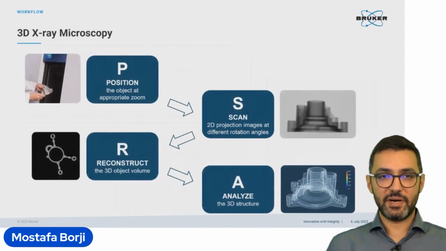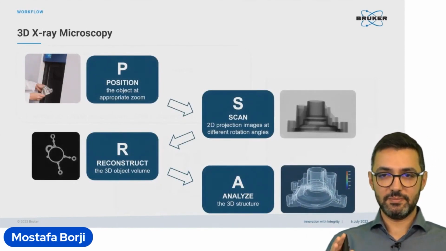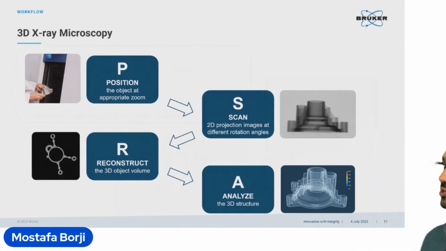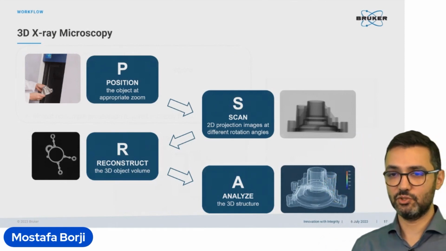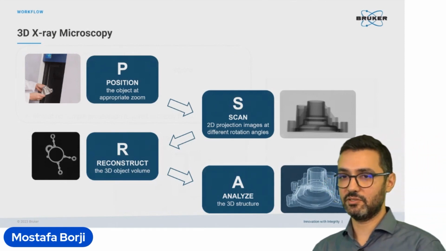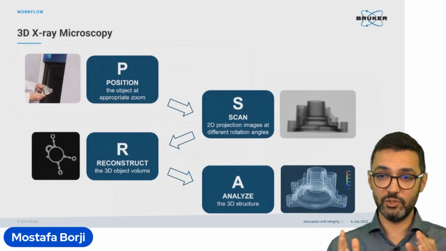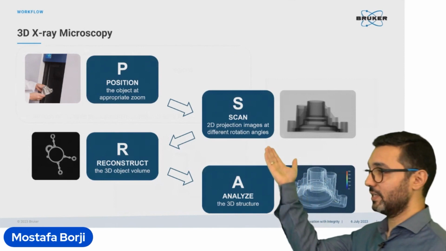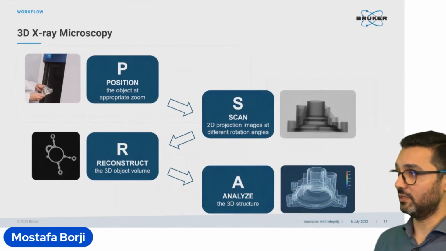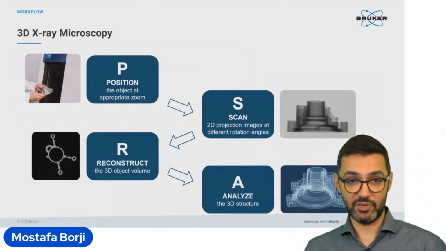So in 3D microscopy, the workflow is as follows: we start by positioning the sample inside the micro-CT. The thing we need to keep in mind is that we have to fix the sample in a way that it does not move during the scan. Then the scan runs, and 2D projection images at different rotation angles are acquired.